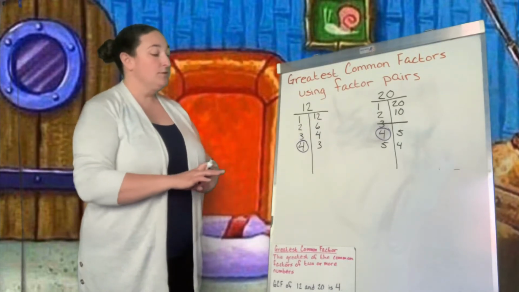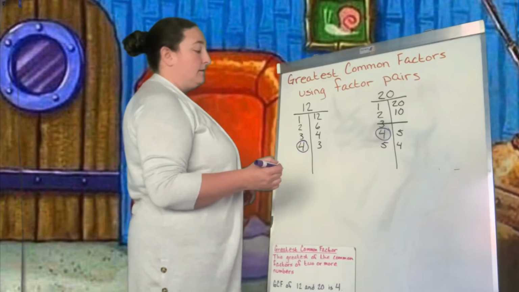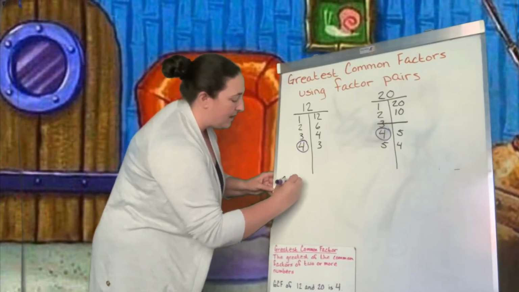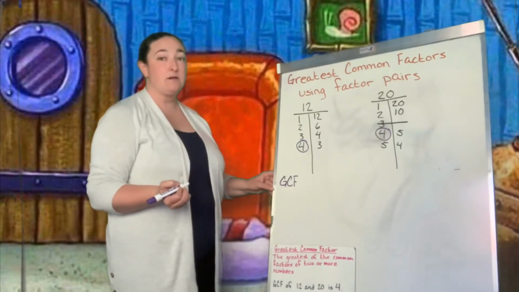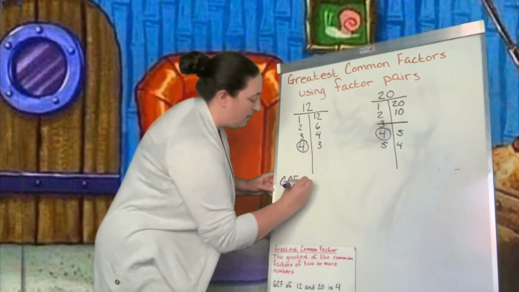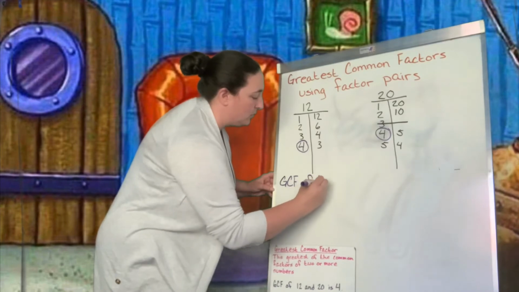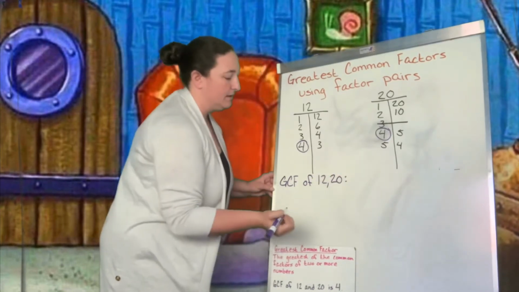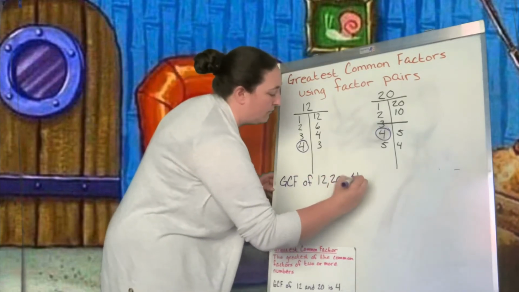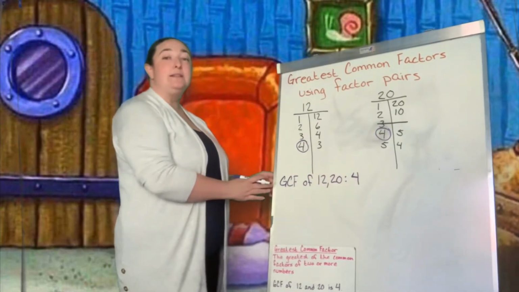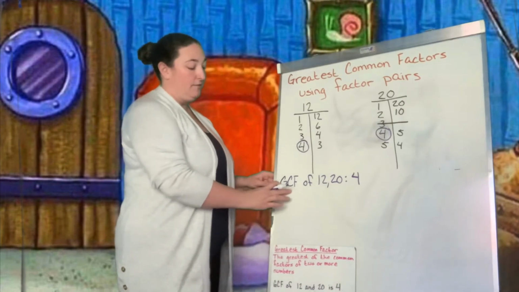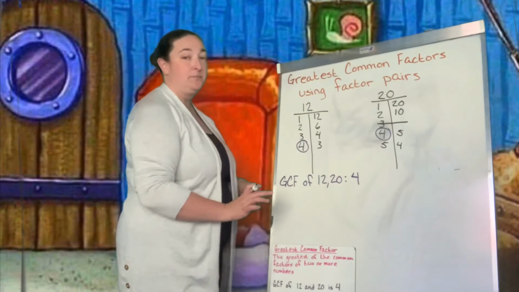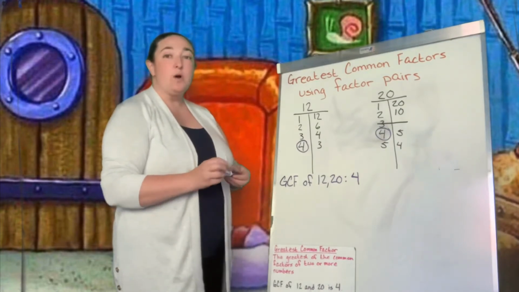All right. So the way that we would show that is we would say the GCF, greatest common factor, of 12 and 20 is 4. And that's how you would write the answer for that. The GCF, greatest common factor, of 12 and 20 is 4. All right, let's do one more example.